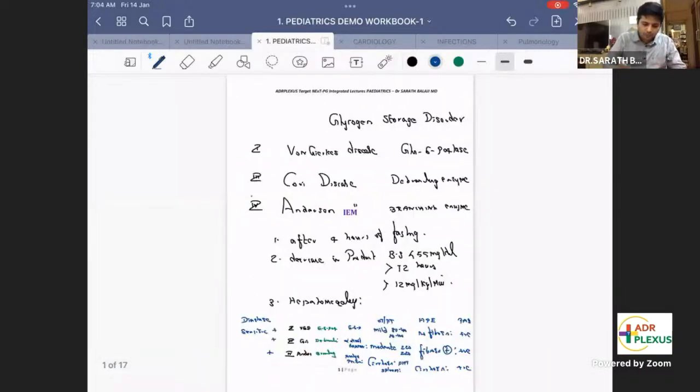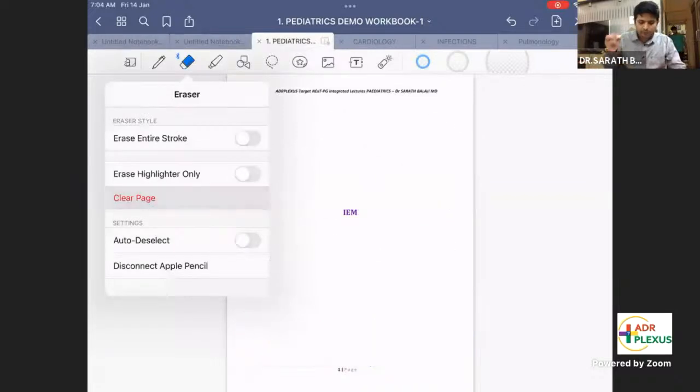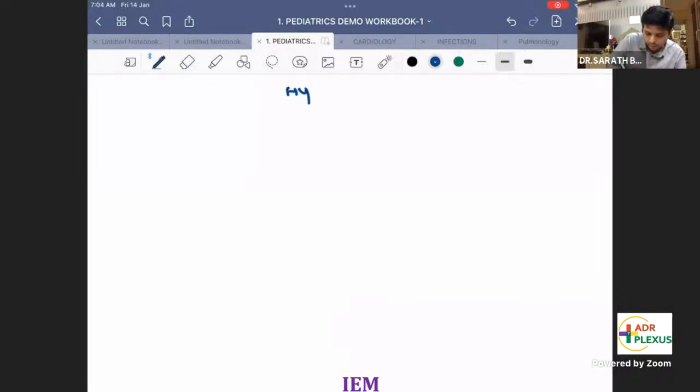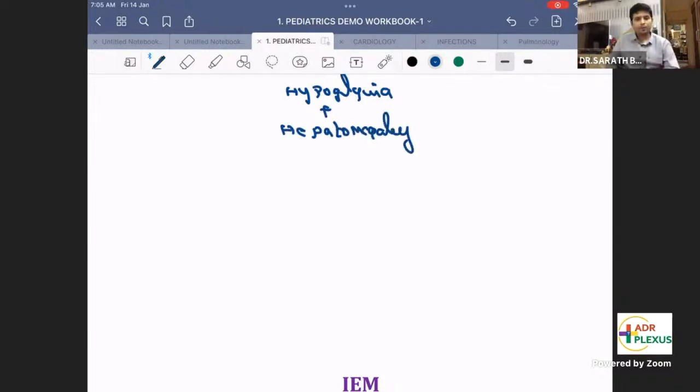Now let us complete everything in one line, and you are going to answer right now. Let me approach it like this. Whenever I see a case of hypoglycemia plus hepatomegaly, it is any glycogen storage disorder, and almost all are diastase sensitive. Diastase resistant is usually alpha-1 antitrypsin deficiency. So hypoglycemia and hepatomegaly.